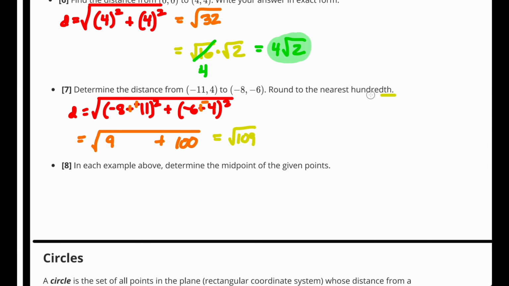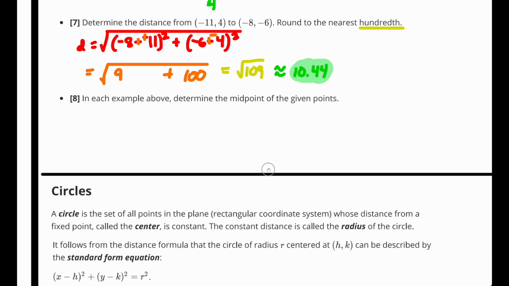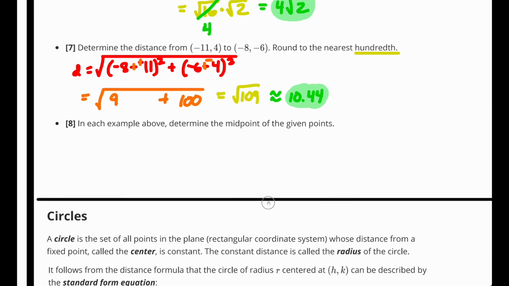But it says round to the nearest hundredth, which is the second decimal place. So we're going to round the square root of 109 to be 10.44. Approximately 10.44. Next thing, it says in the example above, determine the midpoint for the given points.